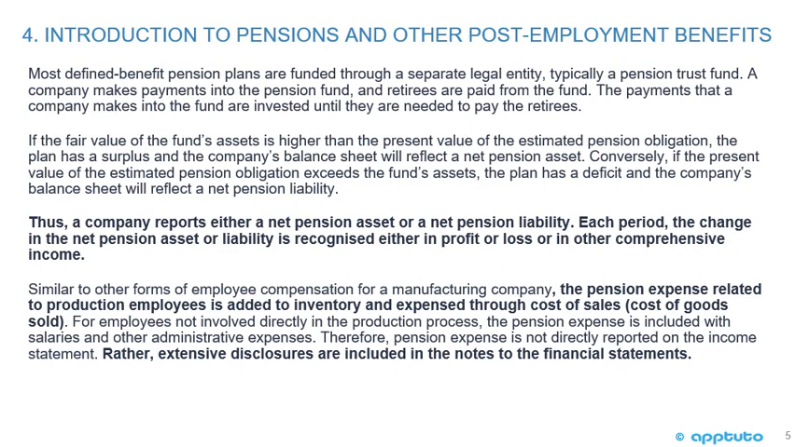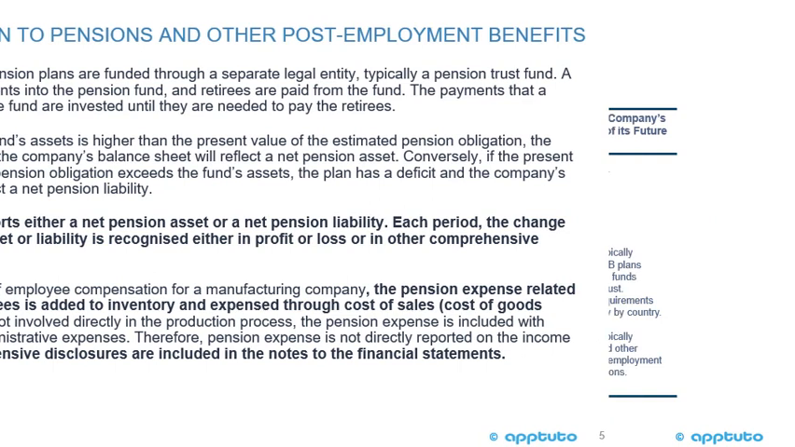Similar to other forms of employee compensation for a manufacturing company, the pension expense related to production employees is added to inventory and expensed through cost of sales, cost of goods sold. For employees not involved directly in the production process, the pension expense is included with salaries and other administrative expenses. Therefore, pension expense is not directly reported on the income statement. Rather, extensive disclosures are included in the notes to the financial statements.